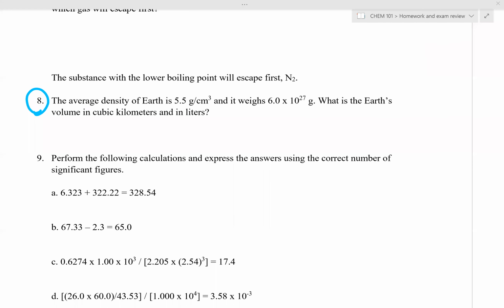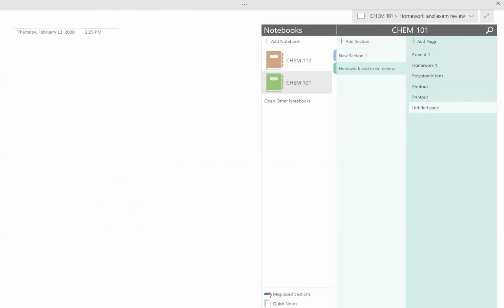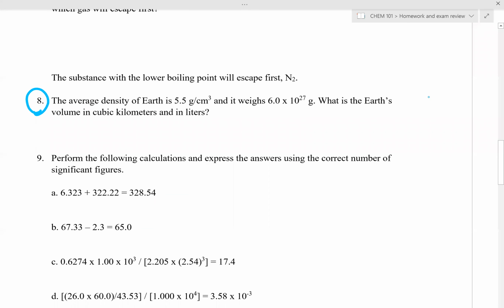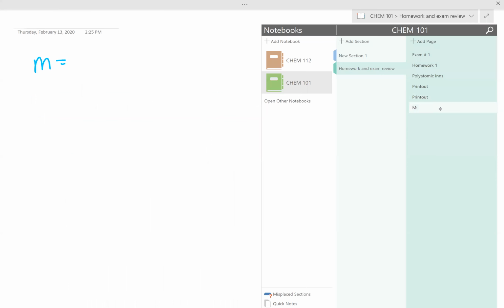About this example, we're going to address it on a separate sheet. So let's make a new page and write out our given information. Reading off from the problem, I'm going to need everyone to help me out on this. Do we know the mass and density of the Earth? Yes. So let's take a look.